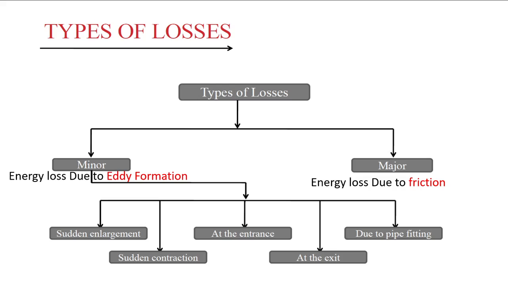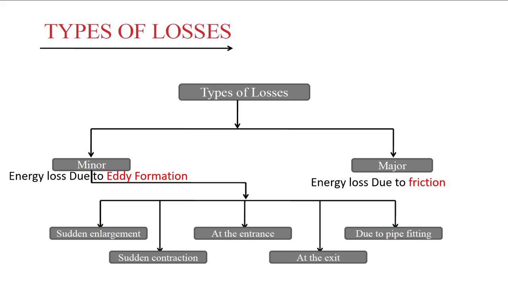Okay, so we will move towards the types of losses. What are the types of losses? There are two types of losses, that are minor losses and major losses. Minor losses are the ones which are generated due to eddy formation. In a pipe, due to sudden contraction or expansion of the pipe, the velocity changes and this gives rise to eddy formations. So, the energy loss due to eddy formation comes under minor losses, and the major losses are the ones which are due to the friction between the fluid particles and the pipe wall.